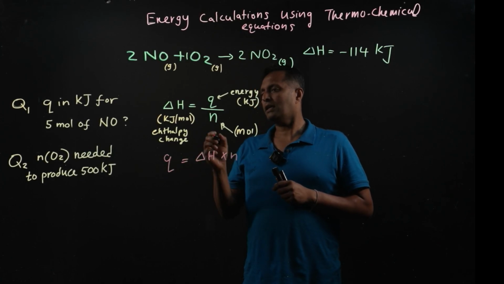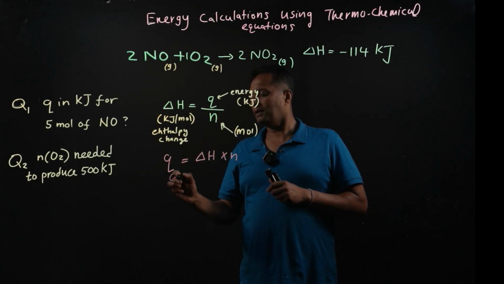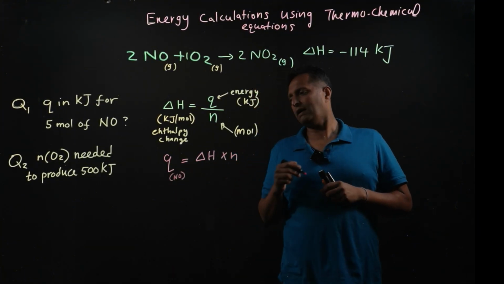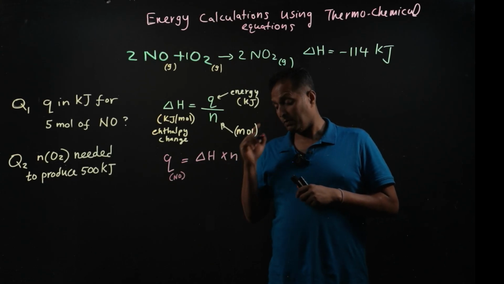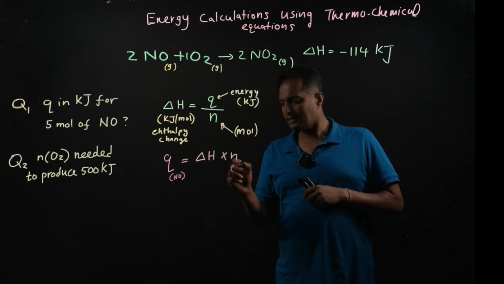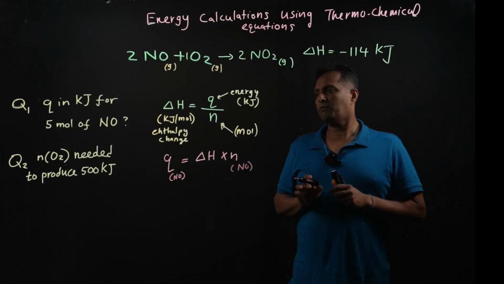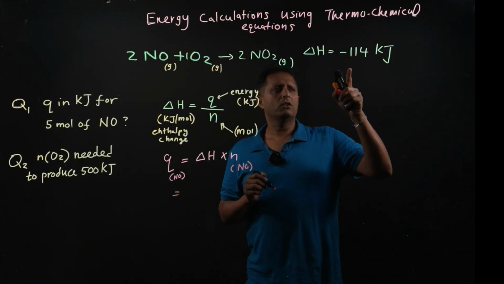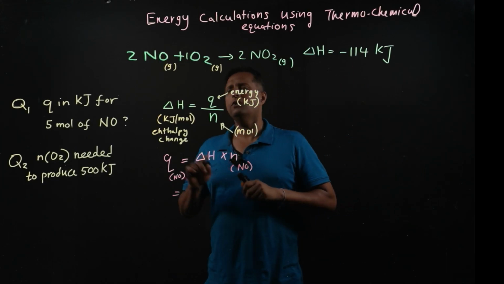Now Q of what? Since this Q is related to NO, let me say Q of NO. Delta H is this value, but you have to be careful using that value. N is again the number of moles of NO. So now it seems like it's a matter of plugging in those values. Are we going to use 114 for delta H?